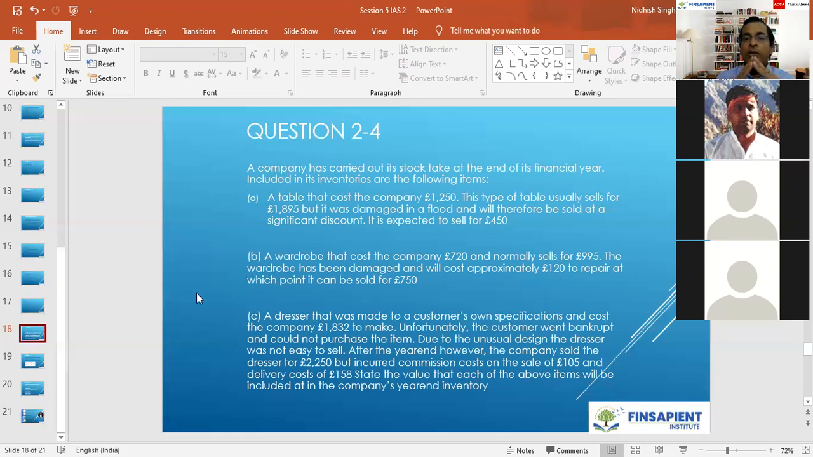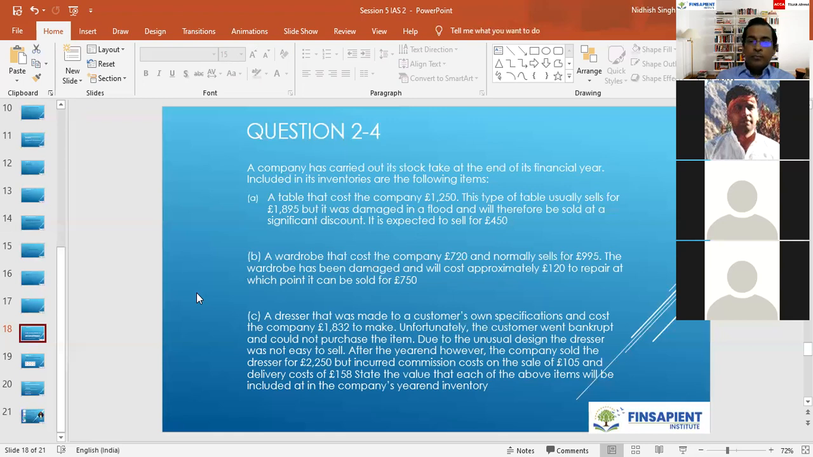Now, what is the difference between 720 and 630? 90 pound. So you made an expense or loss of 90 pound. The new cost, actually net realizable value, is 630. So your new cost of the wardrobe is 630. You made an expense to NRV of 90 pound. Is that clear?